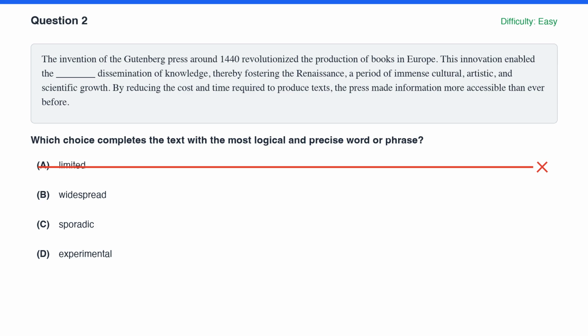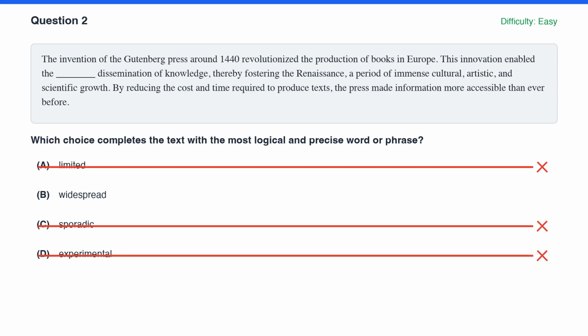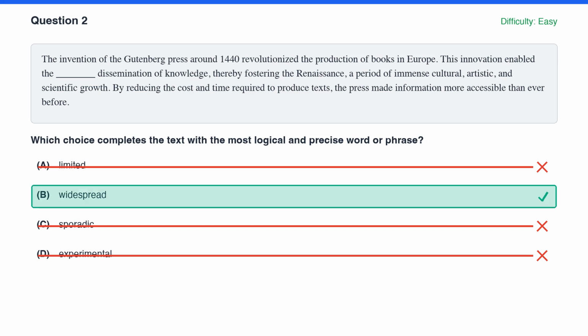Irregular, scattered, contradicts, more accessible than ever. Cross it. Choice D, experimental. The dissemination wasn't a trial run, it was a transformation. Cross it. Choice B, widespread. Direct match. Answer B. Notice choice A, limited, is the text direction trap.